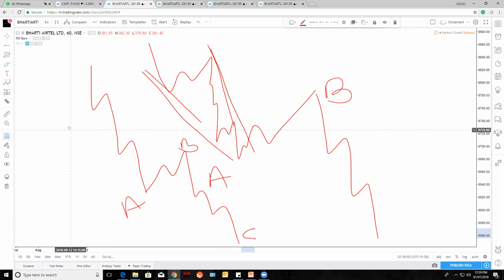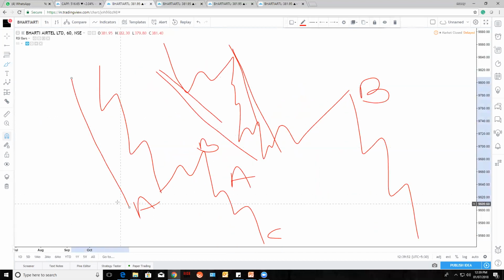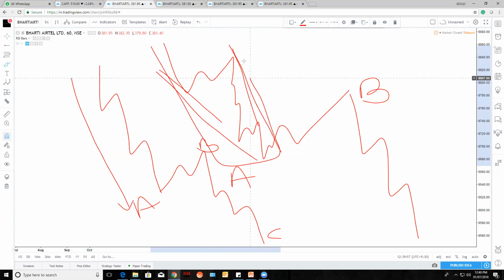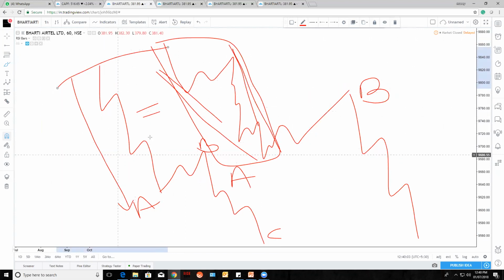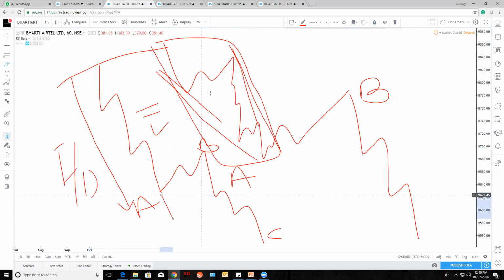So wave 1 or wave A, it is maybe an impulse wave, or else it is a leading diagonal. Getting my point? It's similar to wave 1. In wave 1, it might be an impulse wave or else a diagonal. Here it is an impulse wave or a diagonal, right?